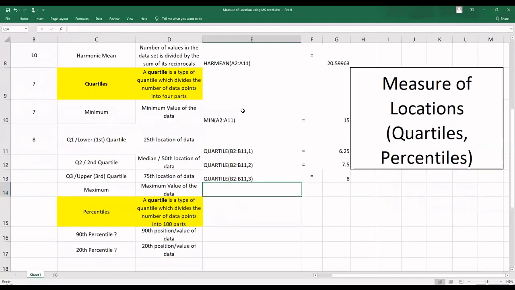Next step is the maximum value. You know that for the maximum value we go for the MAX function. The data is B1 colon B11, comma, and for the maximum value we can just press enter, so you will get the answer of the maximum value.